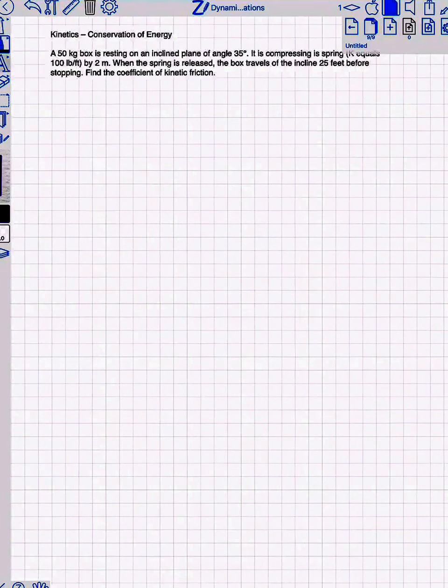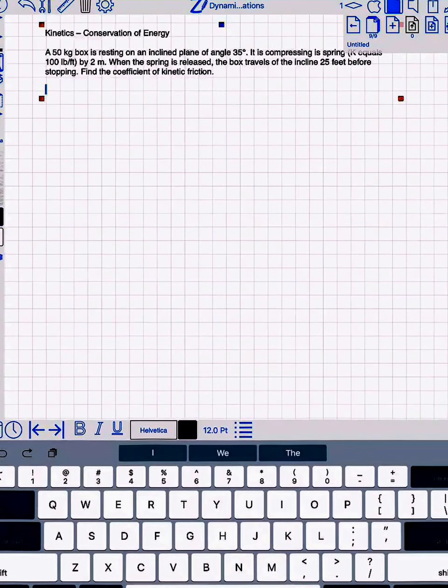In this problem, a 50 kilogram box is resting on an inclined plane of angle 35 degrees. It is compressing a spring with a K of 100 pounds per foot by 2 meters. When the spring is released, the box travels up the incline 25 feet before stopping. Find the coefficient of kinetic friction. Better change that word to up.